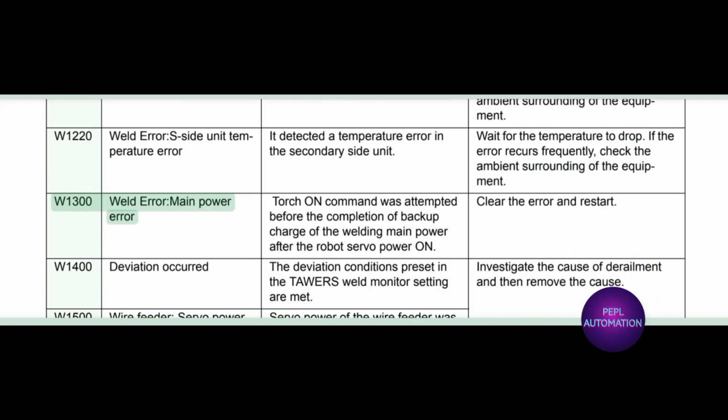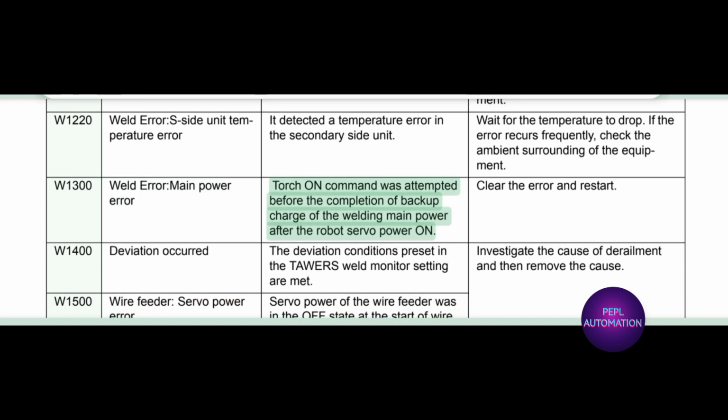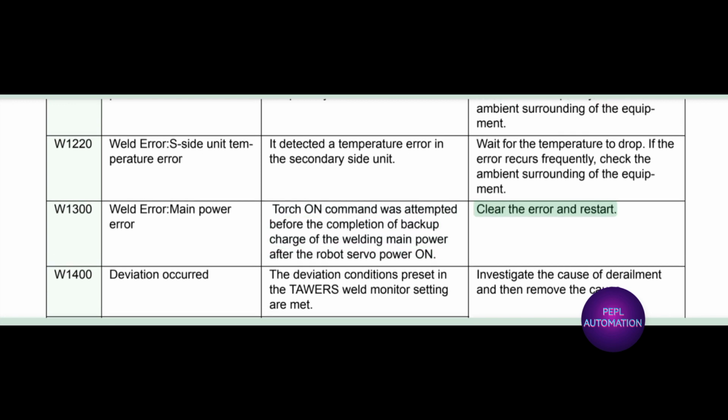W1300 weld error. Main power error. Torch on command was attempted before the completion of backup charge of the welding main power after the robot servo power on. Clear the error and restart.